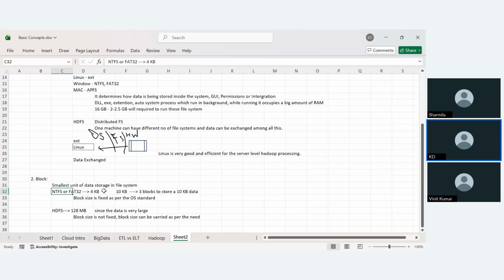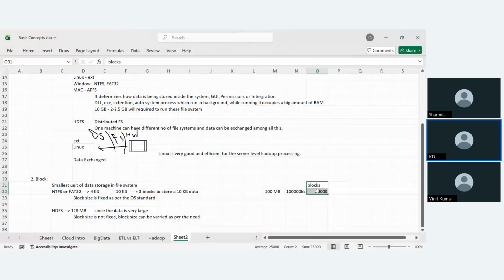Right now, what I'm telling is just what is there inside HDFS or in NTFS, right? Let's suppose you have 100 MB of data to be transferred. 100 MB of data will be divided into chunks of 4 KB. 100 MB means around 1 lakh KB. 1 lakh KB divided by 4, there would be a requirement of 25,000 blocks. To transfer the 100 MB data, it would require 25,000 blocks.